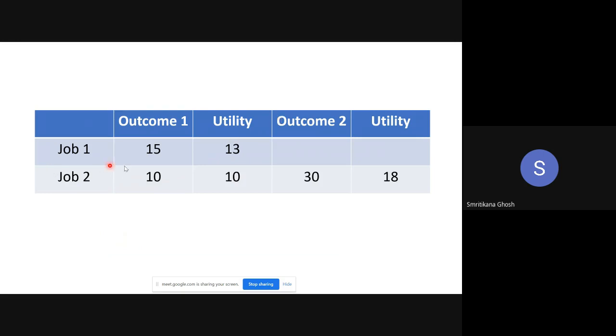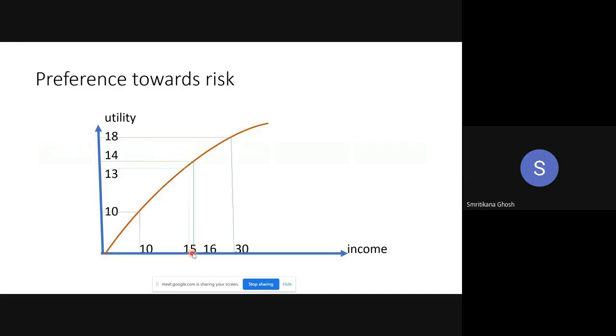Say option 1 is a certain job. Your salary will be 15,000, and given your utility curve for 15,000, your total utility is 13. If you are going for a government job, because nowadays a certain job means a government job, then for this 15,000 the utility is 13 for that individual.